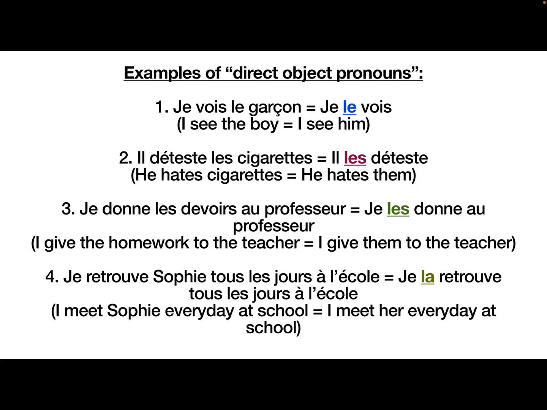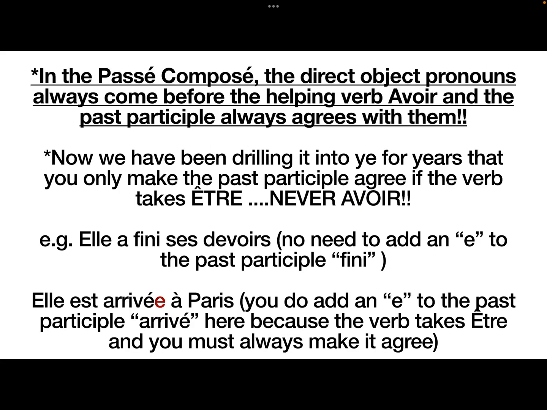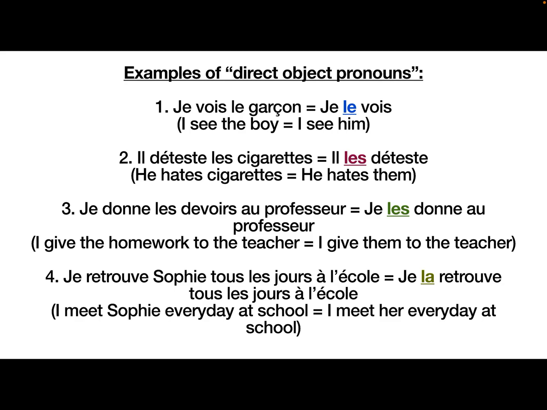All right, now just a little rule here. In the past tense, in the passé composé, the direct object pronouns always come before the helping verb avoir, okay? Because it's fine in the present tense. We just put them before the verb. There's only one verb in the present tense, so that's straightforward. But as you know in the past tense, if you were saying I hated, j'ai, helping verb avoir, détesté, past participle, well, where does the direct object pronoun go?